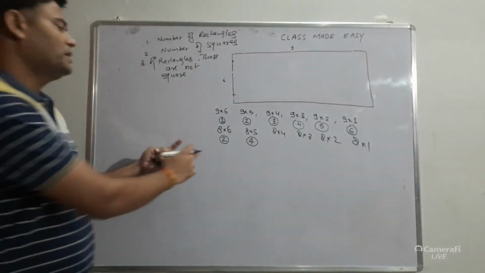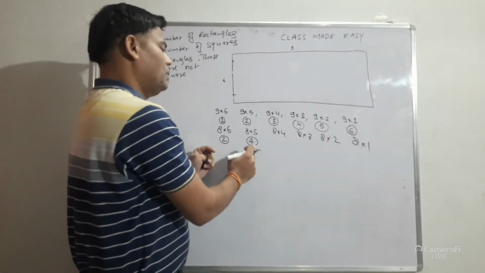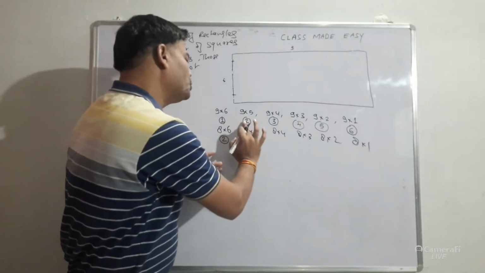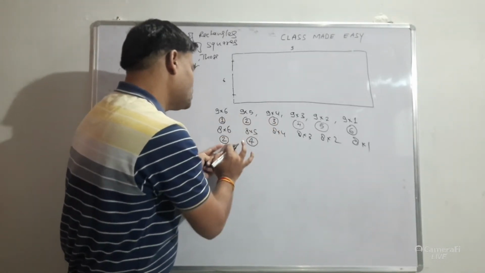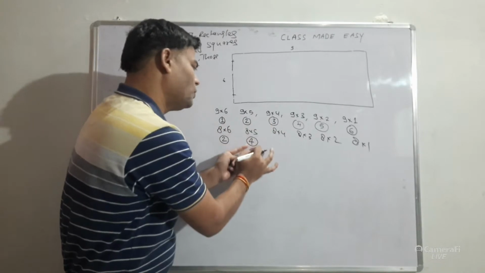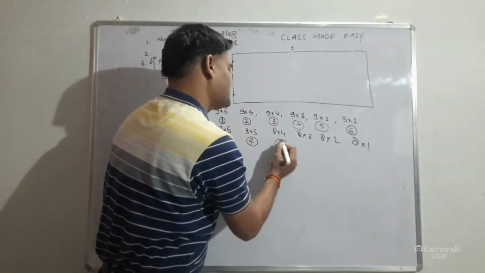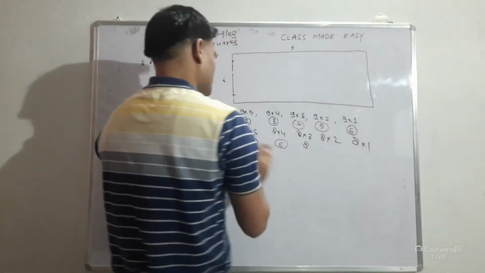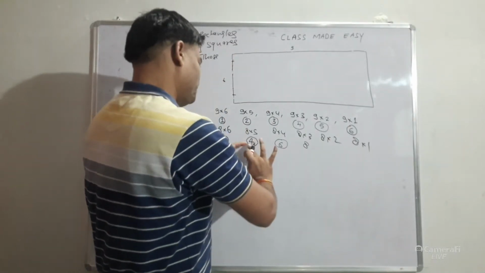Now see, this is 2, this is 4. Now see the trend. 1, 2, 3. Double of 1 is 2. Double of 2 is 4. So it will be 6, 8. See, this is 2, this is 4.